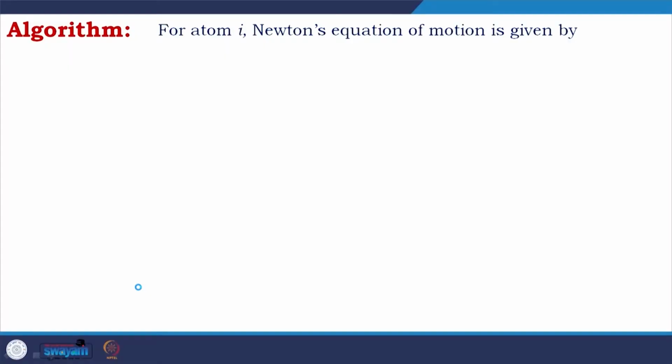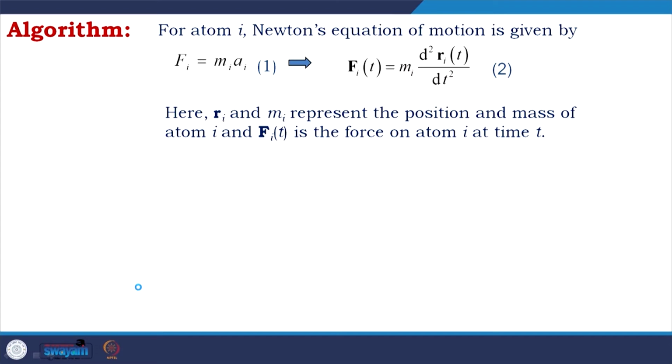So, coming to the algorithm, for atom i, Newton's equation of motion is given by F_i = m a, where m is the mass and a is the acceleration. Acceleration with time is d²r/dt², where r is the distance. Here r_i and m_i represent the position and mass of the atom i, and F_i(t) is the force on the atom at time t.